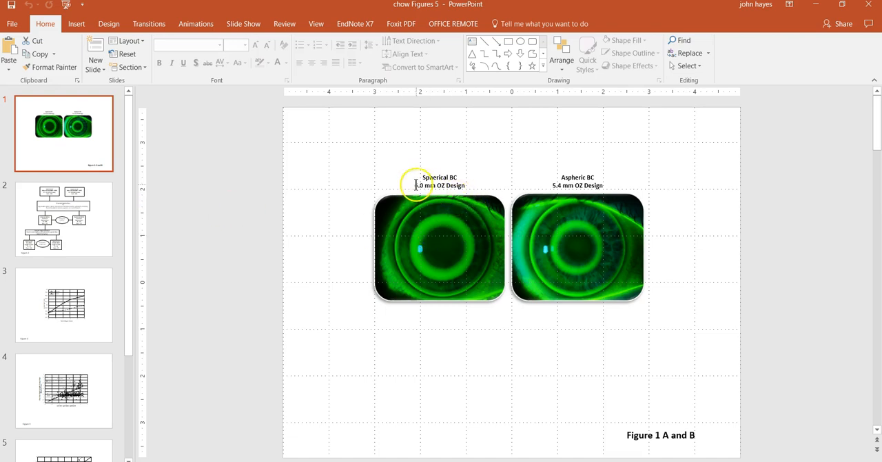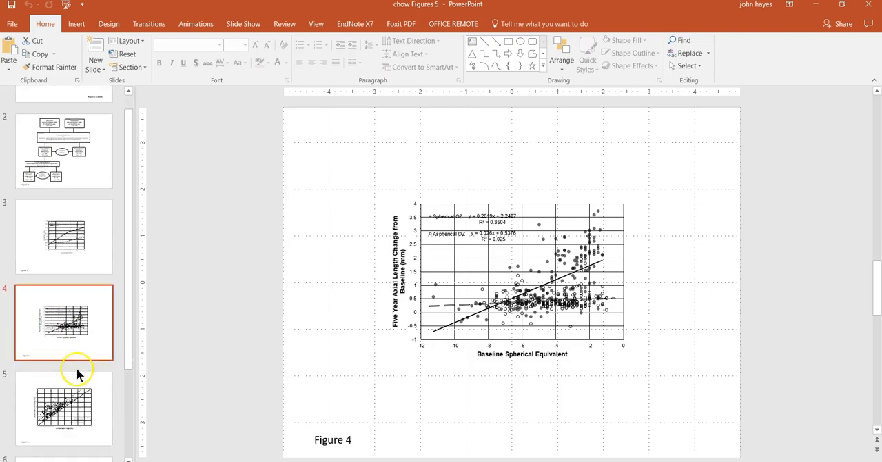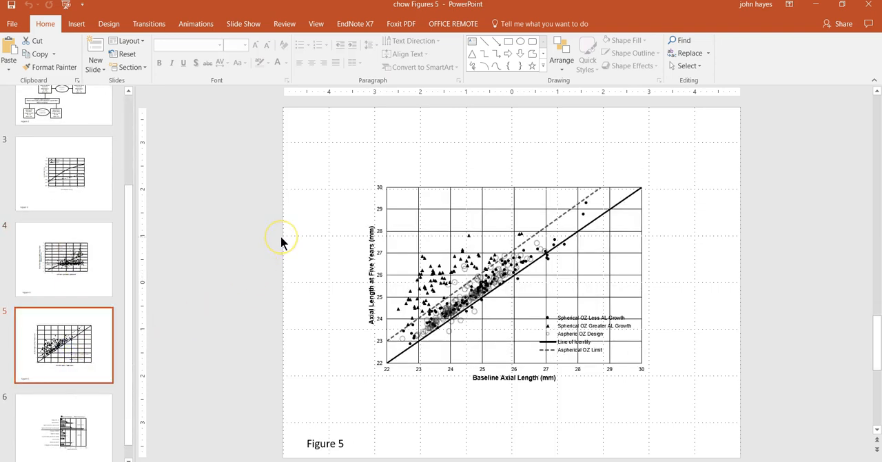One was a spherical base curve, and it had a 6mm optical zone design. And the other lens was an aspheric base curve, and it had a smaller 5.4mm optical zone design. I'm not going to go into the details of what we did, but I would like to just explain three groups that we're going to talk about.